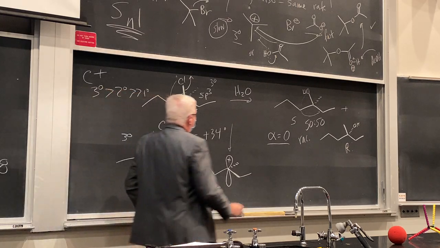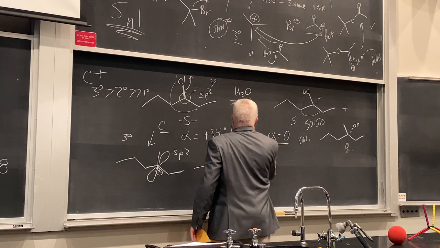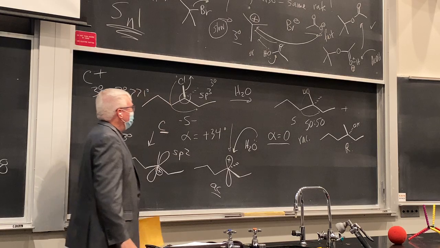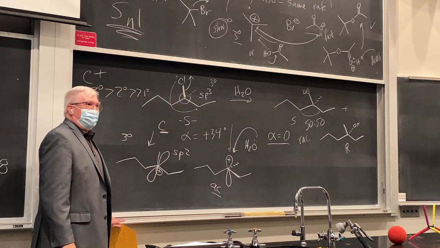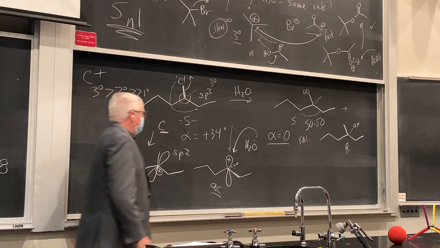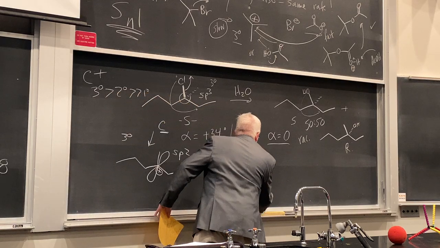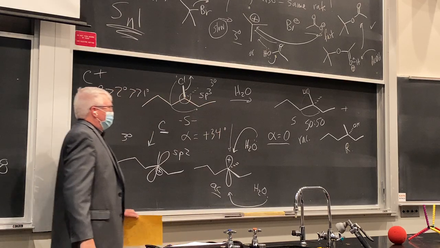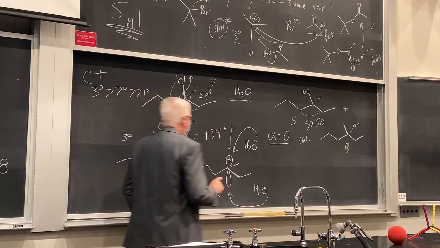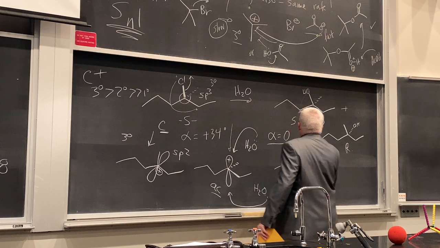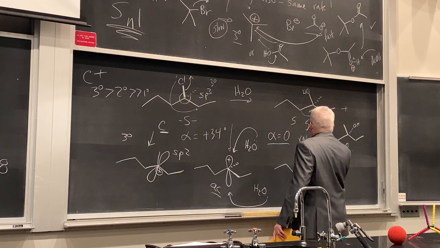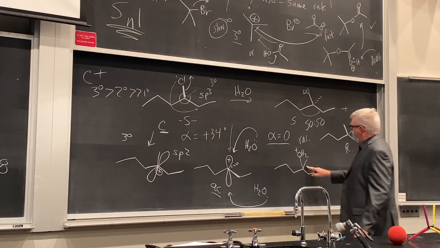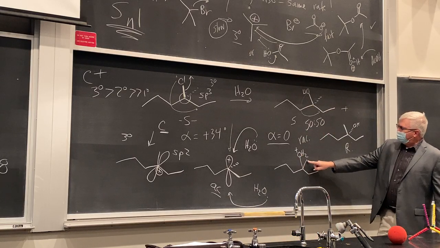So what's the probability of the attack of water now? Here's our next step. Top, that will lead, I think, to the S that's shown there. But with equal probability, what? We also have the attack from below now, because we have a different intermediate now, right? So that would give the R. By the way, let's finish the mechanism here. So we'd get either one, look like that. And you can put in that stereochemistry if you'd like.